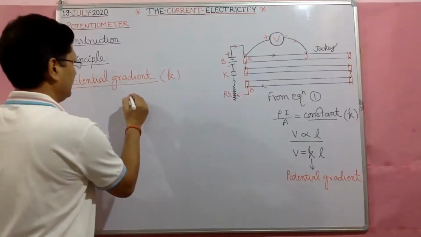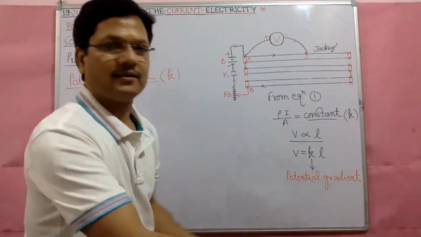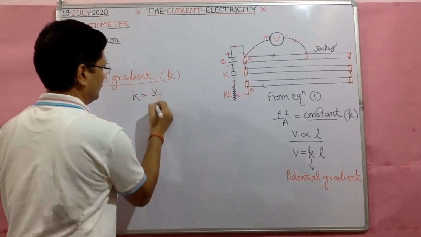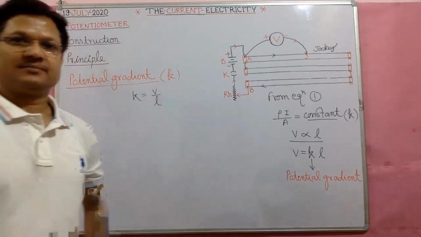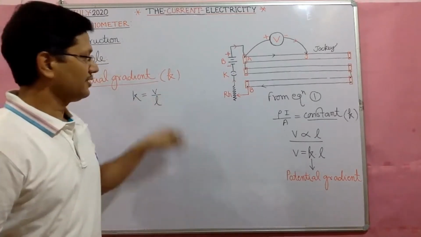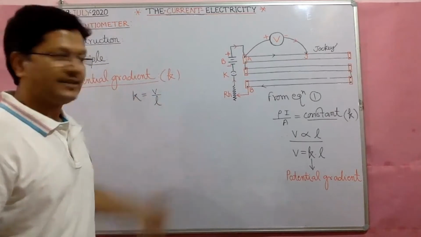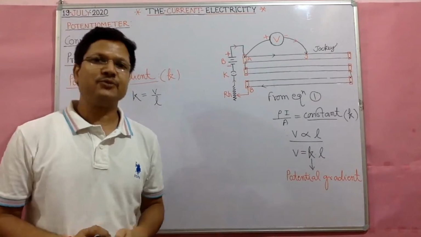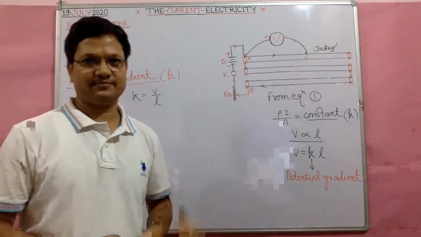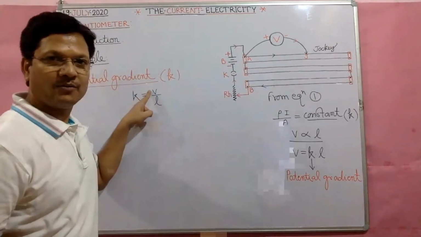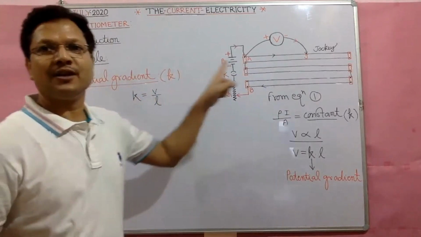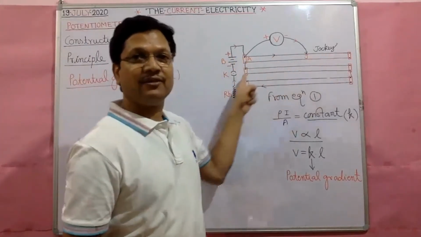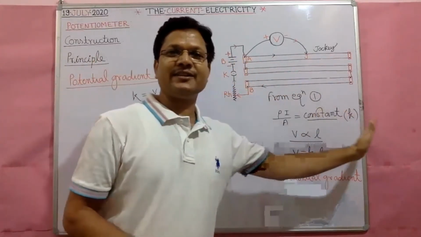Clearly, k is equal to V upon L. So, what is potential gradient? Potential gradient is the potential drop per unit length of the potentiometer wire. As we move along the length of the wire, potential decreases gradually.